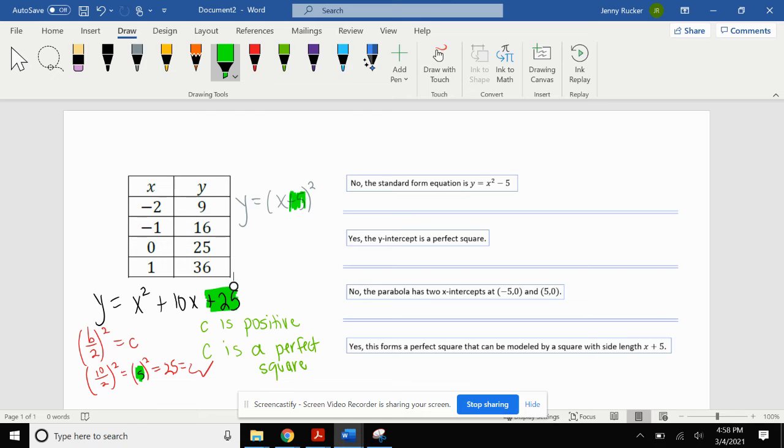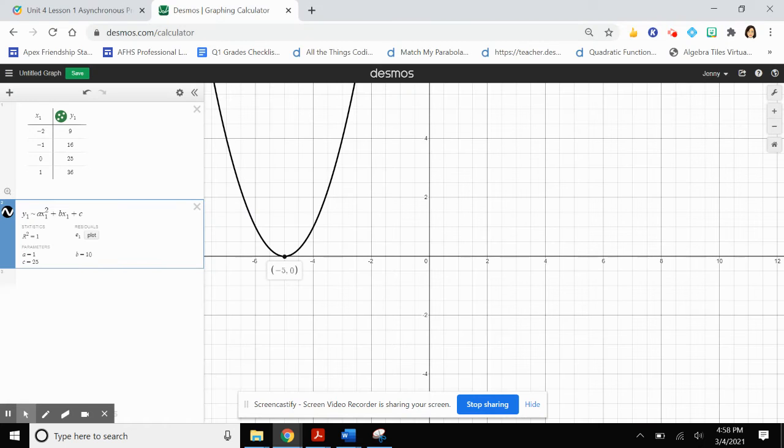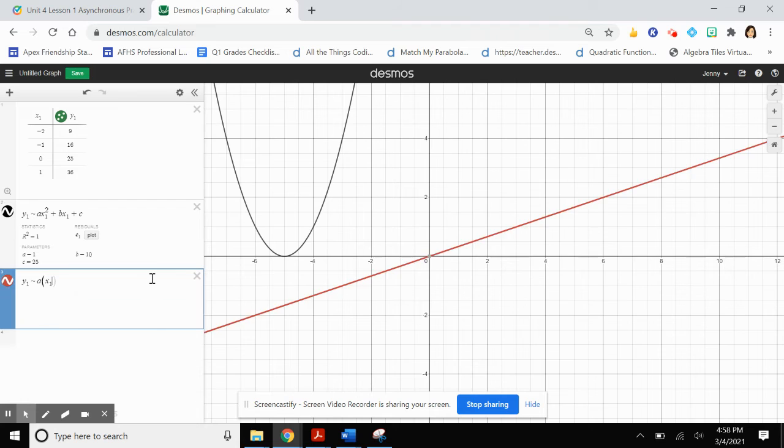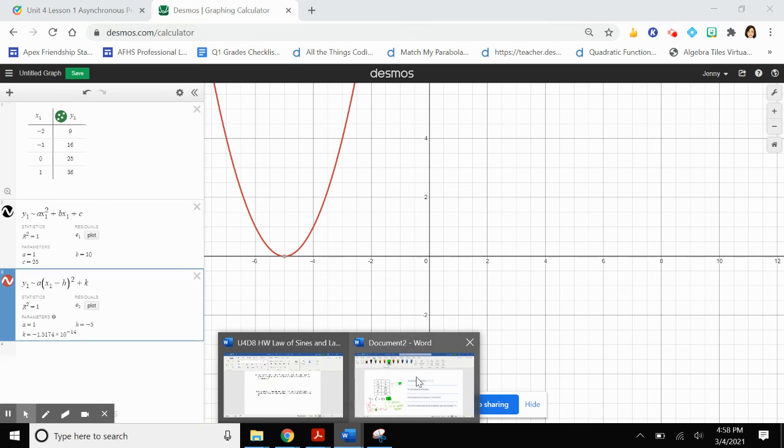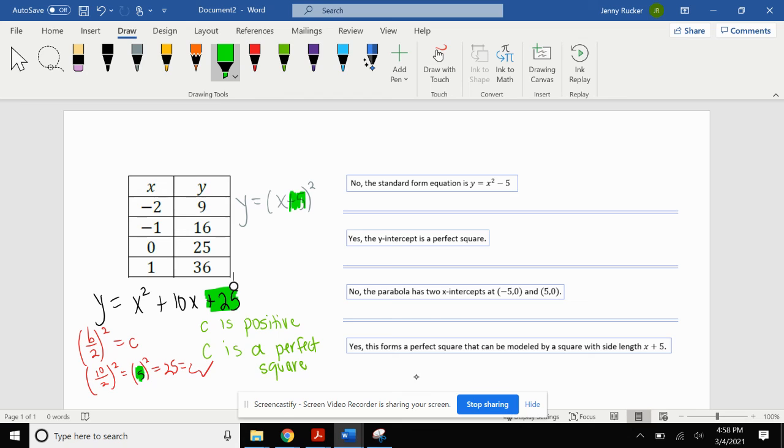Okay, now we can go back to Desmos and ask it to create that vertex form. So we could do y1 tilde a parentheses x1 minus h squared plus k. And here you can see A is 1, H is -5, and K is 0. So when our K is 0, it shows a big, long, yucky decimal. Essentially, that is 0. We know that this is a perfect square trinomial. And it's x minus -5, which turns to a plus 5. So that validates our equation y equals x plus 5 squared.